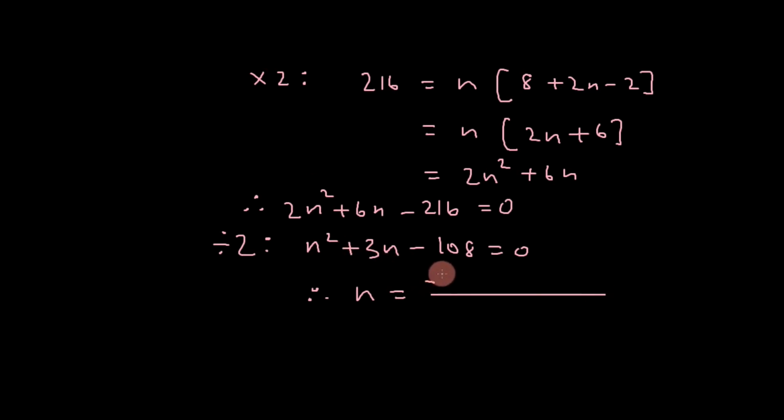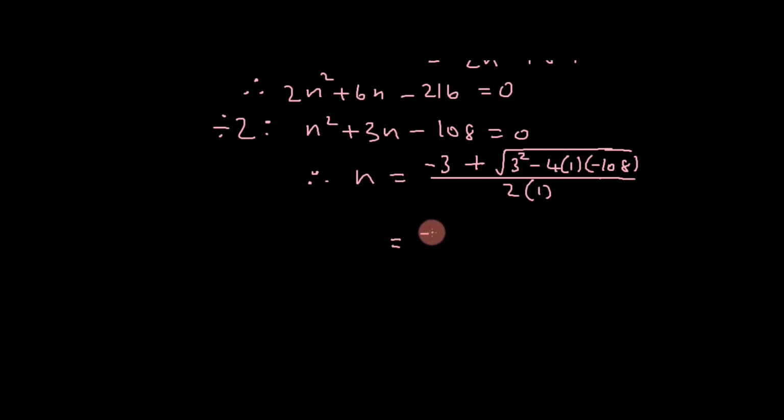So it's minus b, plus or minus. But in this case, we'll only take plus because n must be a natural number or a positive integer. So minus b plus the square root of b squared minus 4ac, all over 2a. Under the square root, it comes to 441. So let's see what that comes to.